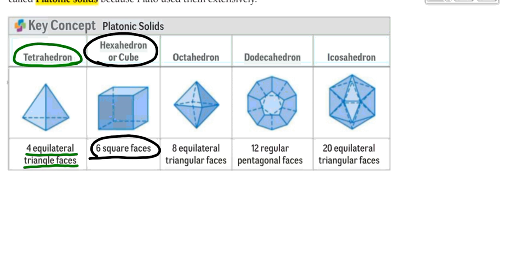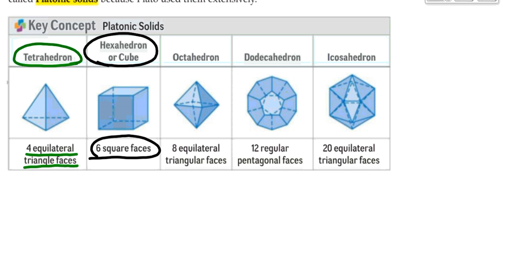An octahedron has 8 equilateral triangular faces. So octa is 8. It has 8 equilateral triangles. A dodecahedron has 12 regular pentagonal faces, and an icosahedron has 20 equilateral triangular faces.